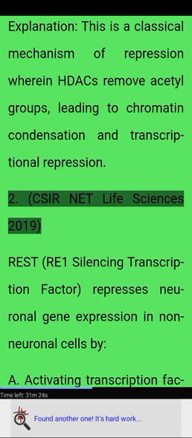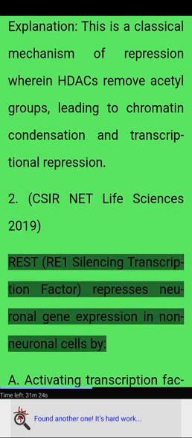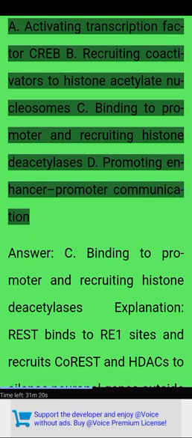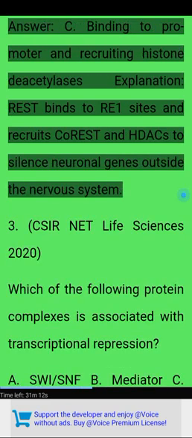2. CSIR Net Life Sciences 2019. REST, RE1 silencing transcription factor, represses neuronal gene expression in non-neuronal cells by: A, activating transcription factor CREB. B, recruiting coactivators to acetylate histones on the nucleosome. C, binding to promoter and recruiting histone deacetylases. D, promoting enhancer-promoter communication. Answer. C, binding to promoter and recruiting histone deacetylases. Explanation. REST binds to RE1 sites and recruits CoREST and HDACs to silence neuronal genes outside the nervous system.